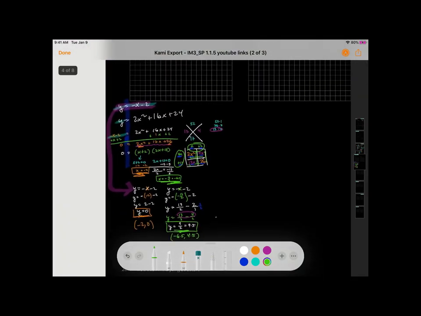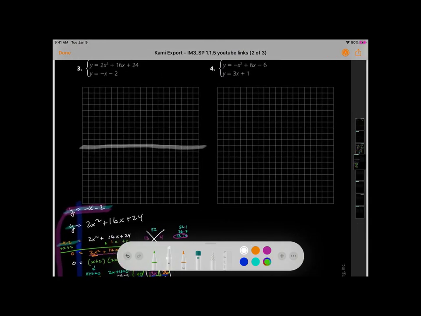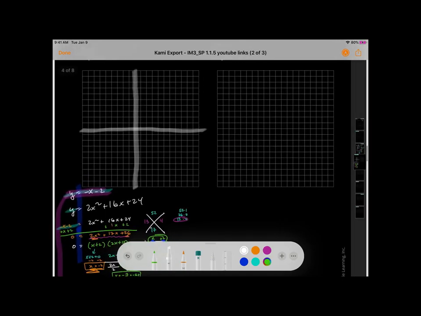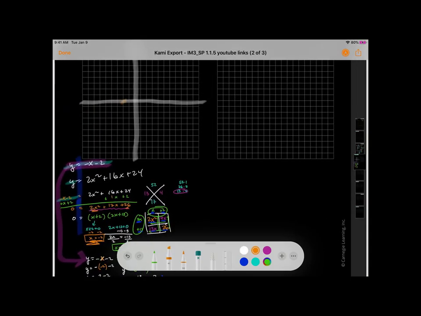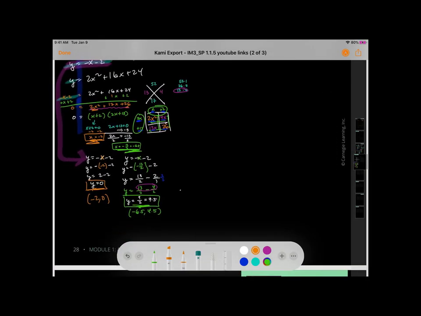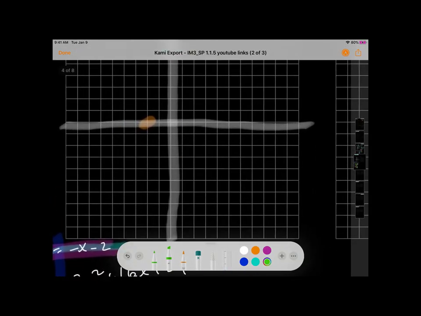Okay, let's put those on our graph. Let's go up here. And the orange one was negative 2, 0. So I already know my graphs are going to intersect there. And the green one, negative 6.5, 4.5. Negative 6.5. 1, 2, 3, 4, 5, 6. Negative 6 and 4.5. So somewhere around here, okay?